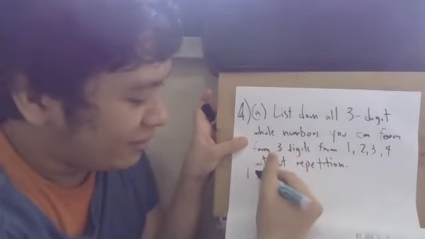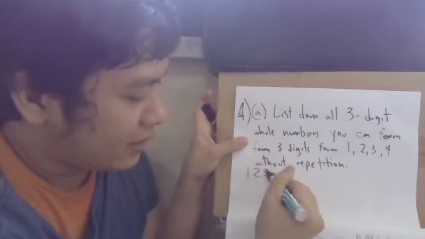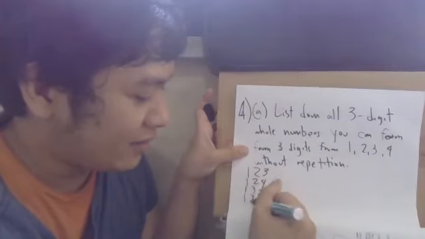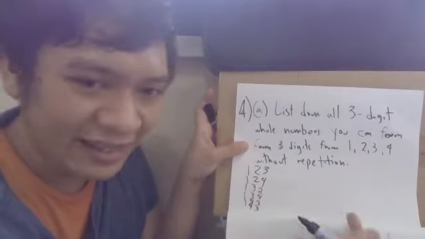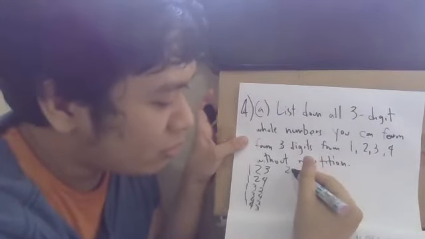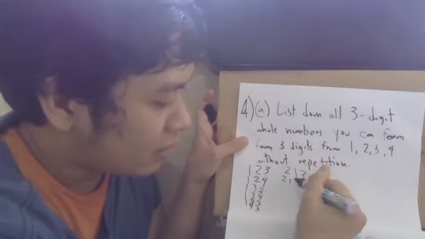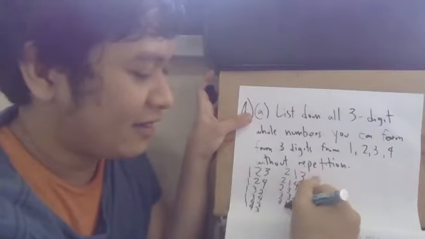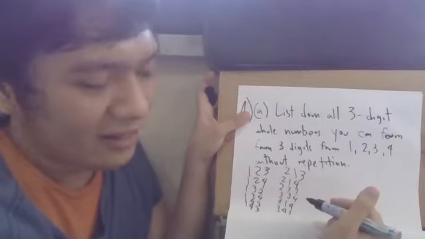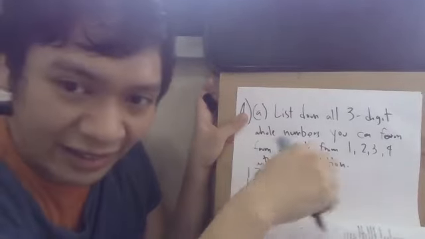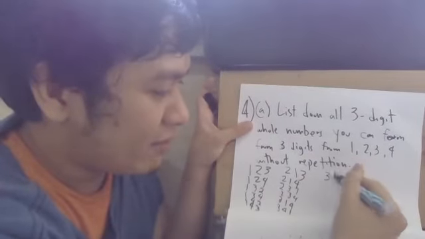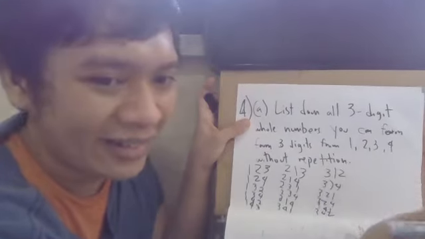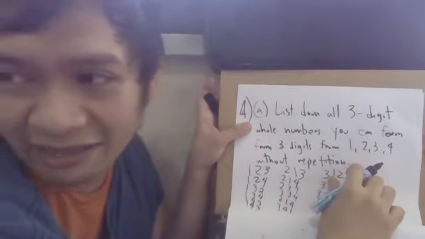First digit is 1. 1, 2, 3. 1, 2, 4. 1, 3, 2. 1, 3, 4. 1, 4, 2. 1, 4, 3. Okay. Now the ones starting with 2: 2, 1, 3, 2, 1, 4, 2, 3, 1, 2, 3, 4, 2, 4, 1, 2, 4, 3. Kaya, gagawa ko in order para sure na hindi maulit. Now with 3: 3, 1, 2, 3, 1, 4, 3, 2, 1, 3, 2, 4, 3, 4, 1, 3, 4, 2. Right? 6, 12, 18. Siguro, 6 din yun.